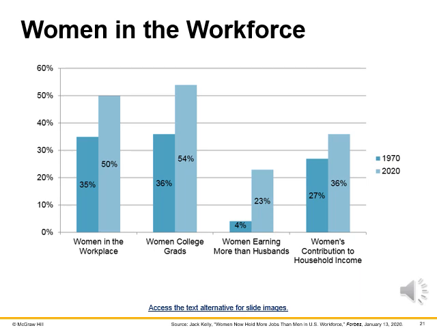And this is an even more interesting slide: women earning more than their husband in 1970 was at 4%, versus 2020 at 23%. Women's contribution to the household expenses in 1970 was 27% versus 2020 at 36%.